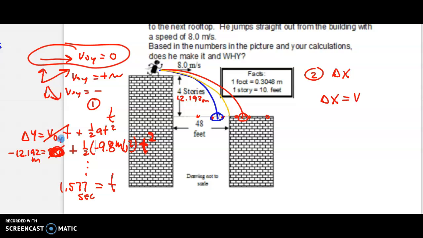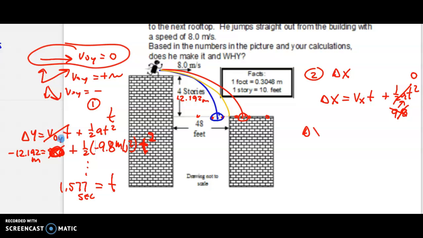Delta x equals VxT plus 1/2 aT squared. But since in the x direction there's no force, no acceleration, that term becomes 0. Another common mistake is to try to put 9.8 in there for the acceleration, but you don't want to do that. You want to call that 0.